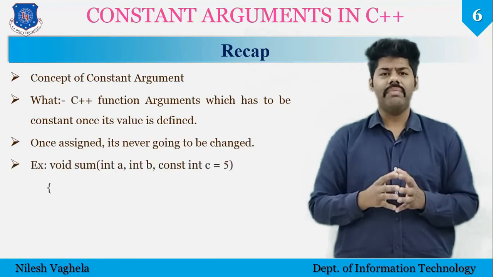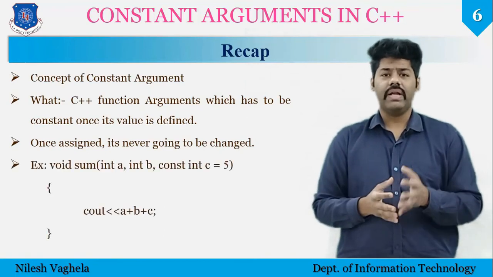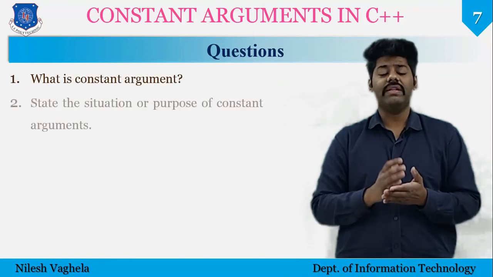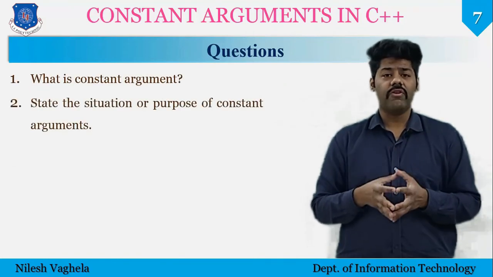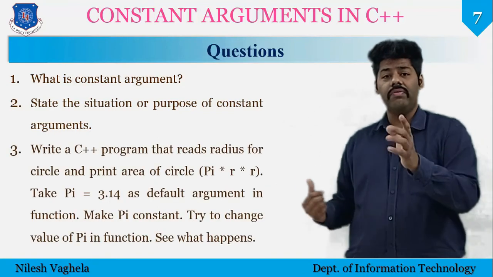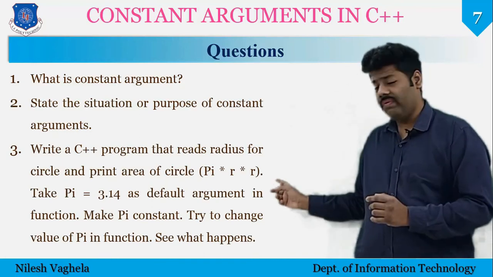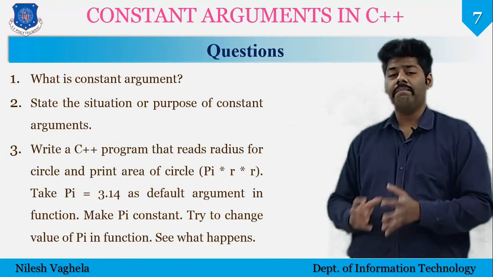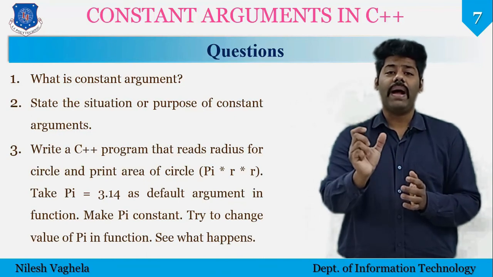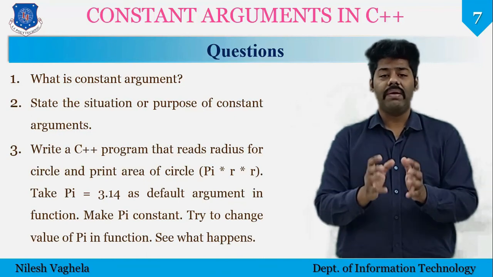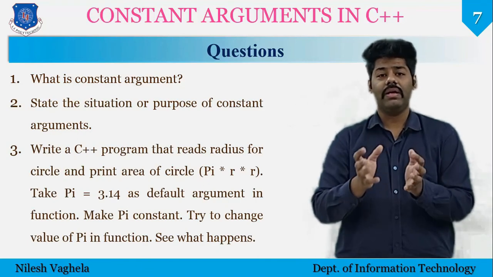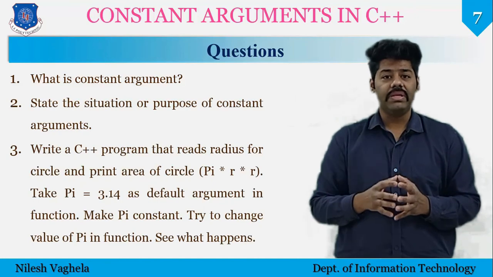Some questions that can be asked from this tutorial have been listed here. What is a constant argument? State the purpose or situation where a constant argument has to be used. And the third is the program that you will have to perform. The same program of default argument has been given here. The only change you need to make is to make the pi value constant. Apart from this, try to overwrite that value or change the value within the code block and see whether it gives an error or the value can be changed.